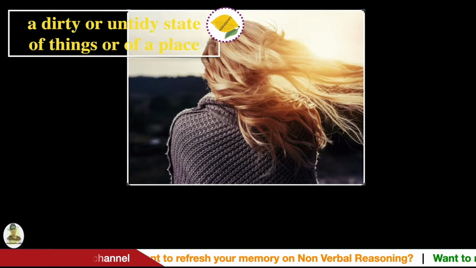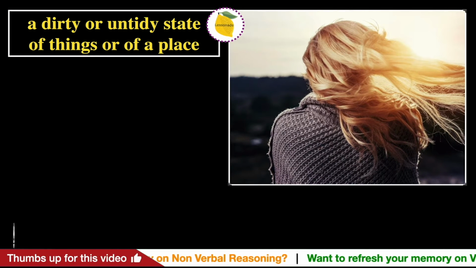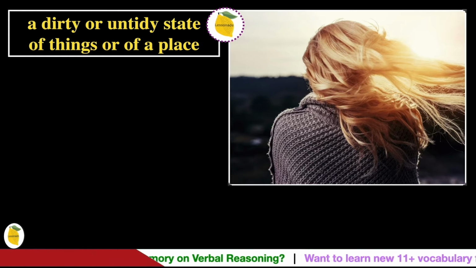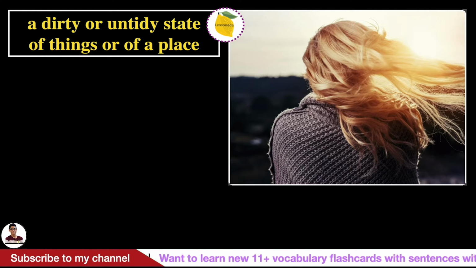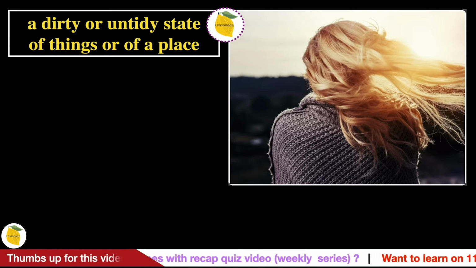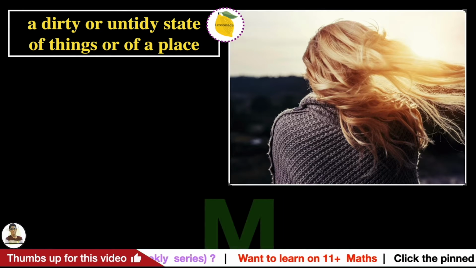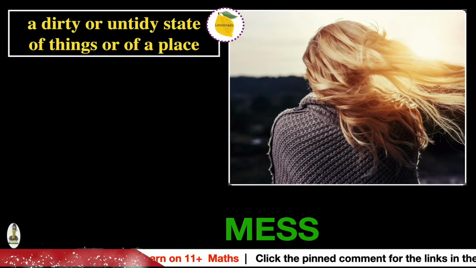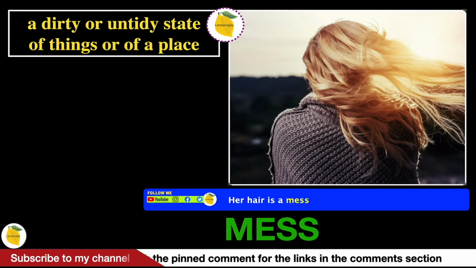The next one is a dirty or untidy state of things or of a place. In this picture, you can see someone with messy hair due to the wind. In other words, it's dirty or untidy, and therefore the word will be mess. And the sentence for this word is, a hair is a mess.